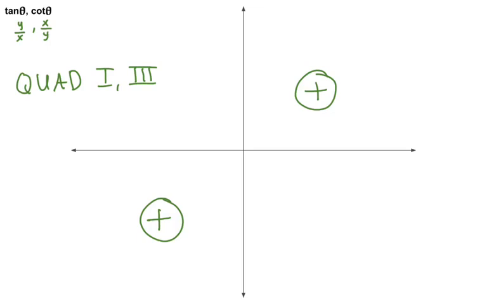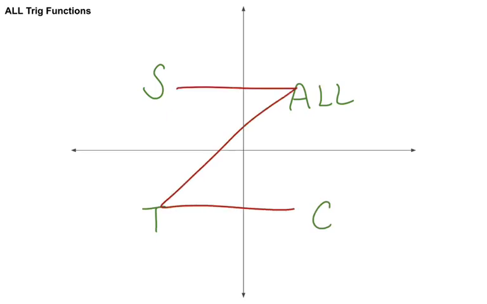How do you remember this? Well, I think about it this way. I call it the salty sea. Okay, salty sea. Let's see. Salty sea makes a Z. That's where sine is positive in the second quadrant. All are positive in the first quadrant. Tangent's positive in the third, and cosine's positive in the fourth.